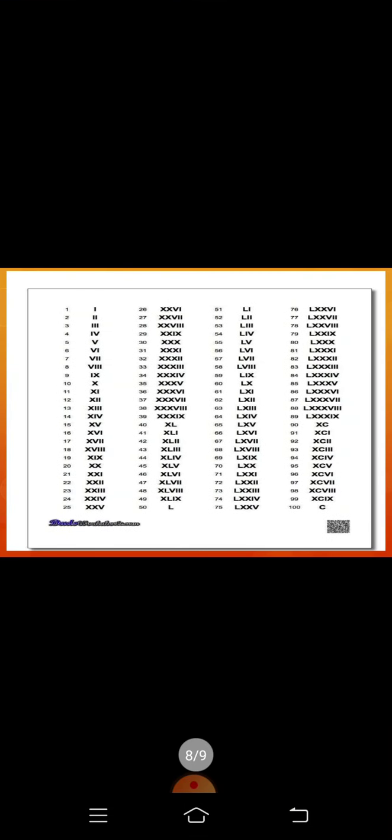This is the list in front of you of Roman numbers. You can write it down from 1 to 100 because it is very easy to do. I stands for 1, II stands for 2, III stands for 3, IV stands for 4, V stands for 5, VI stands for 6, VII stands for 7, VIII stands for 8 and X stands for 10. As follows, you can complete the table till 100.